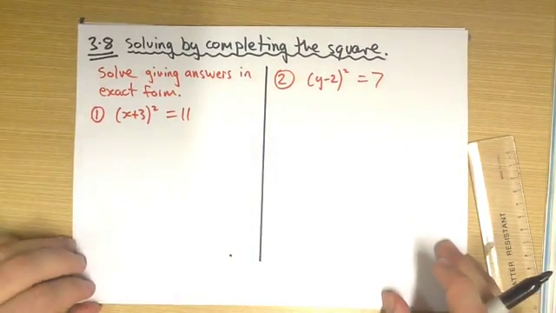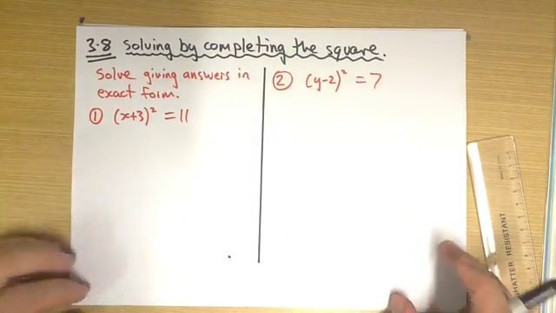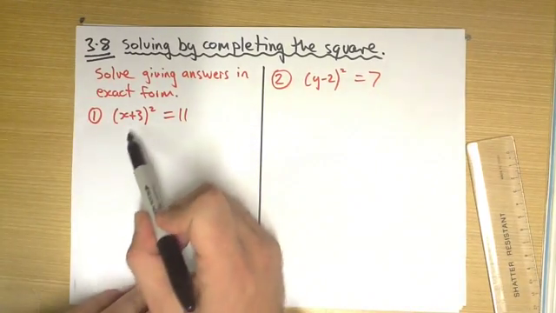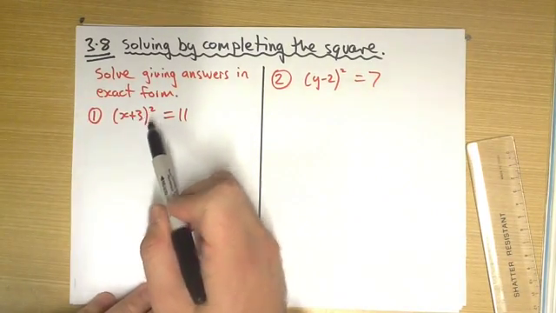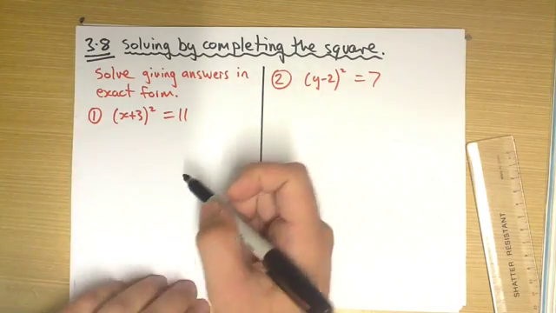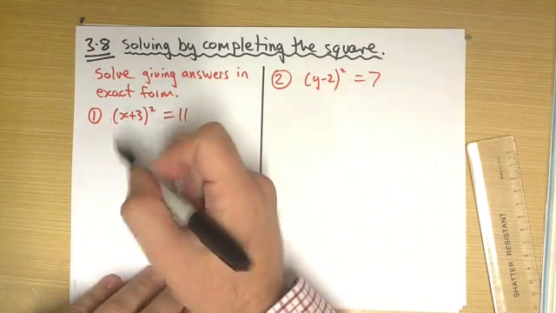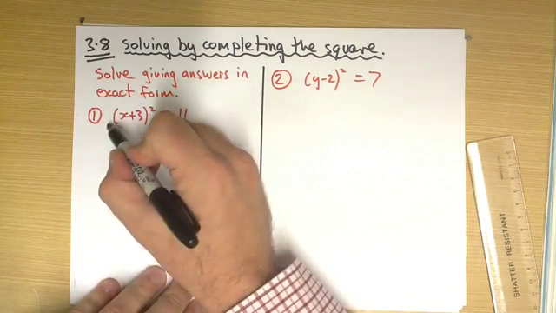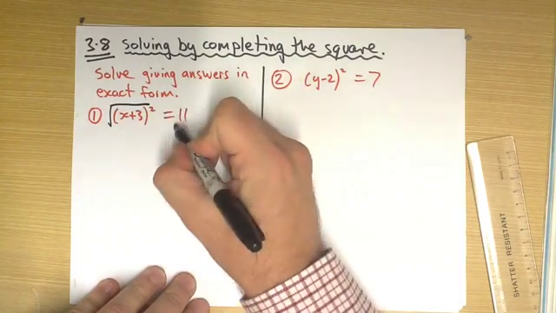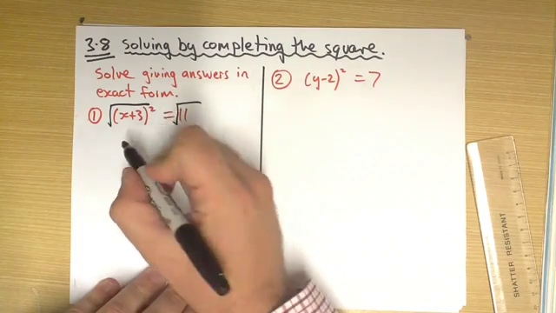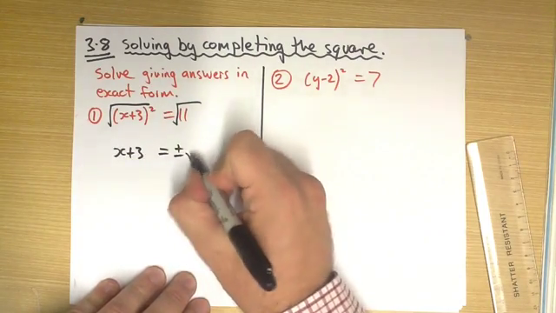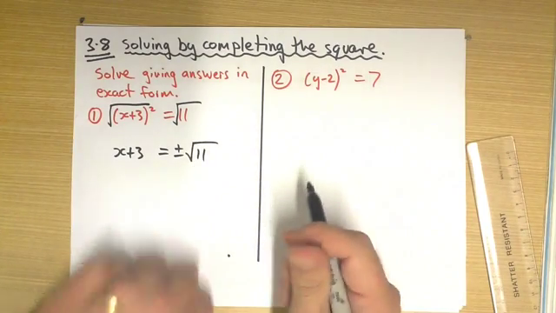Okay, sometimes we have to just come up with a way to solve a trinomial like this. So let's say we've got something like this, (x + 3) all squared equals 11. Well, the way to solve this is we can just take the square root of both sides. That gets rid of the squared. So if I do this, what I end up with is x + 3 equals plus or minus root 11.